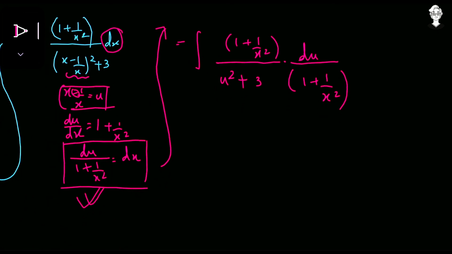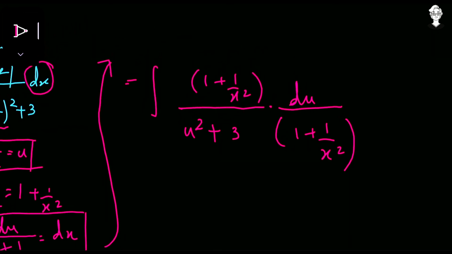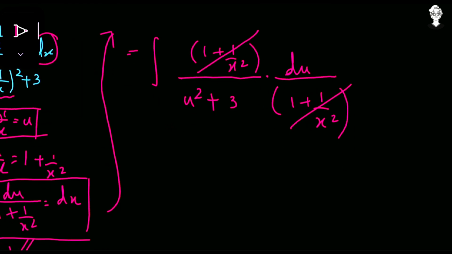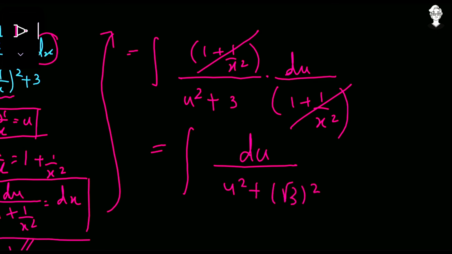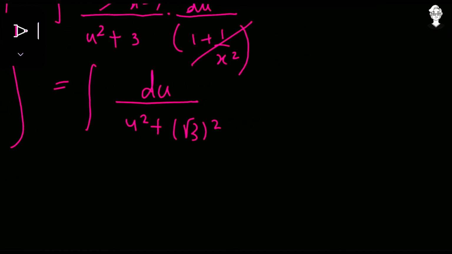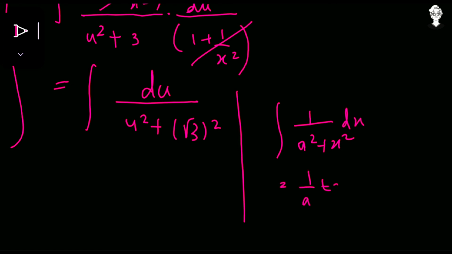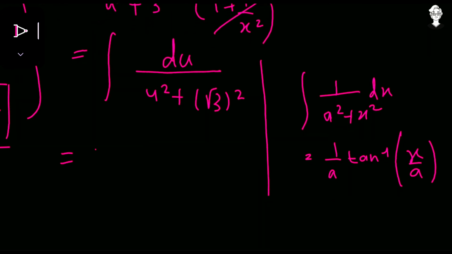Look over here. Now I can see very beautifully that both cancel each other, and now the integration is very simple. Integral of du upon u square plus 3, and 3 will be written as root 3 the whole square. Why will it be written in this form? Because we bring it to the form of the integral of 1 upon a square plus x square dx, which equals 1 upon a tan inverse of x upon a. So I have just brought it to that form, so now the integration becomes 1 upon under root 3 tan inverse u upon under root 3.